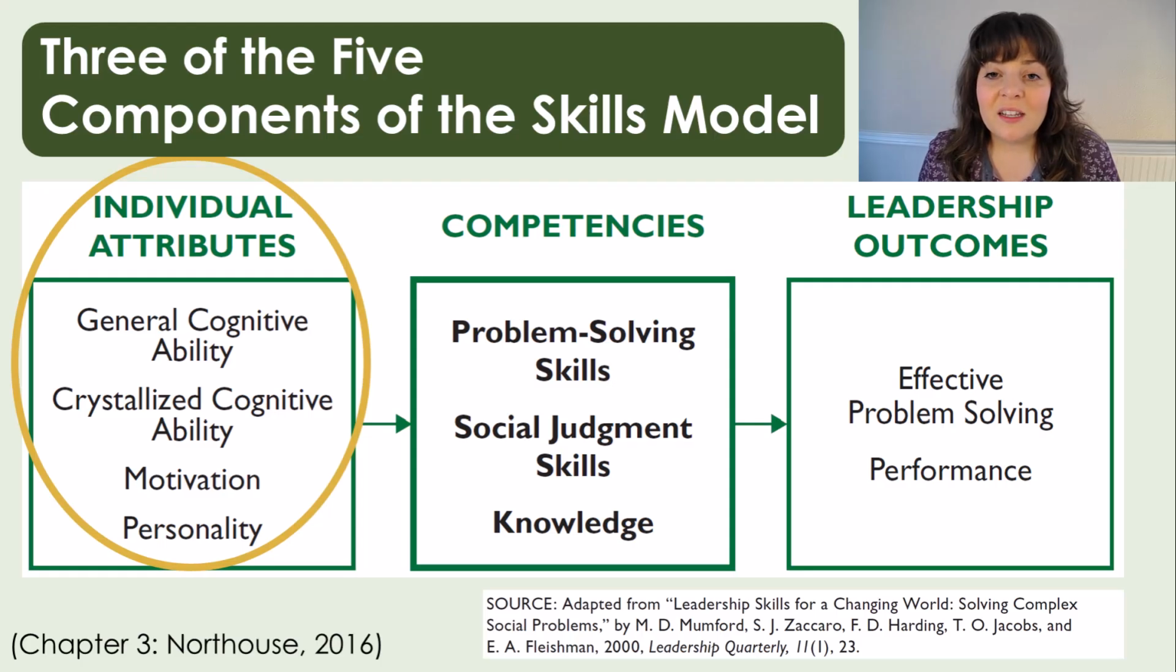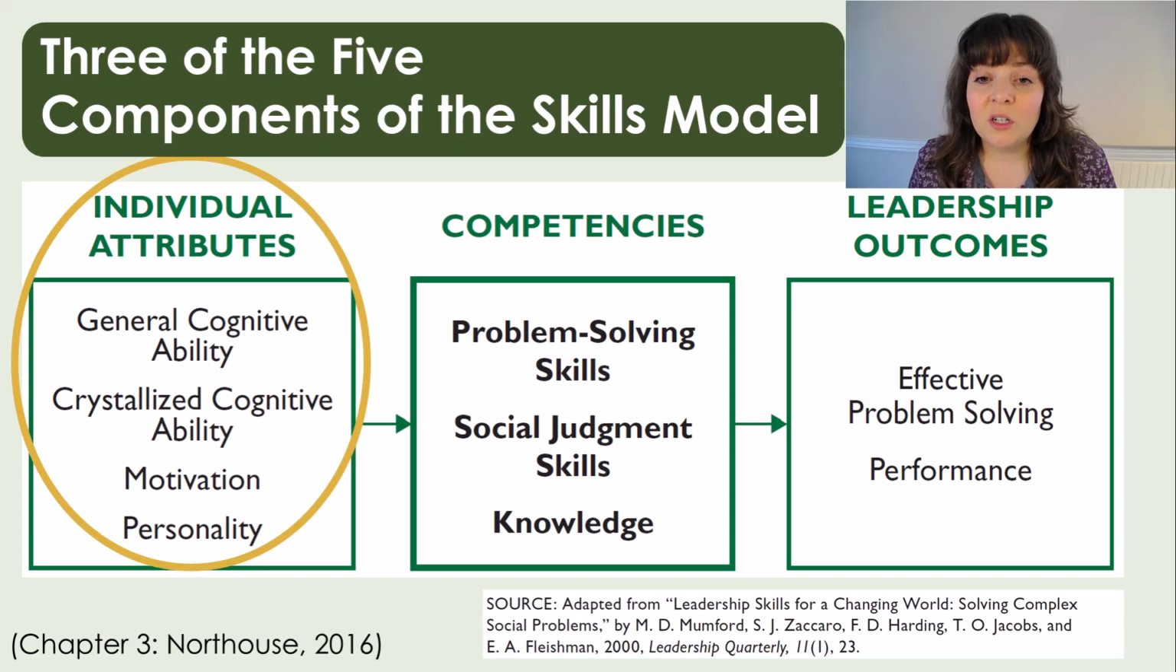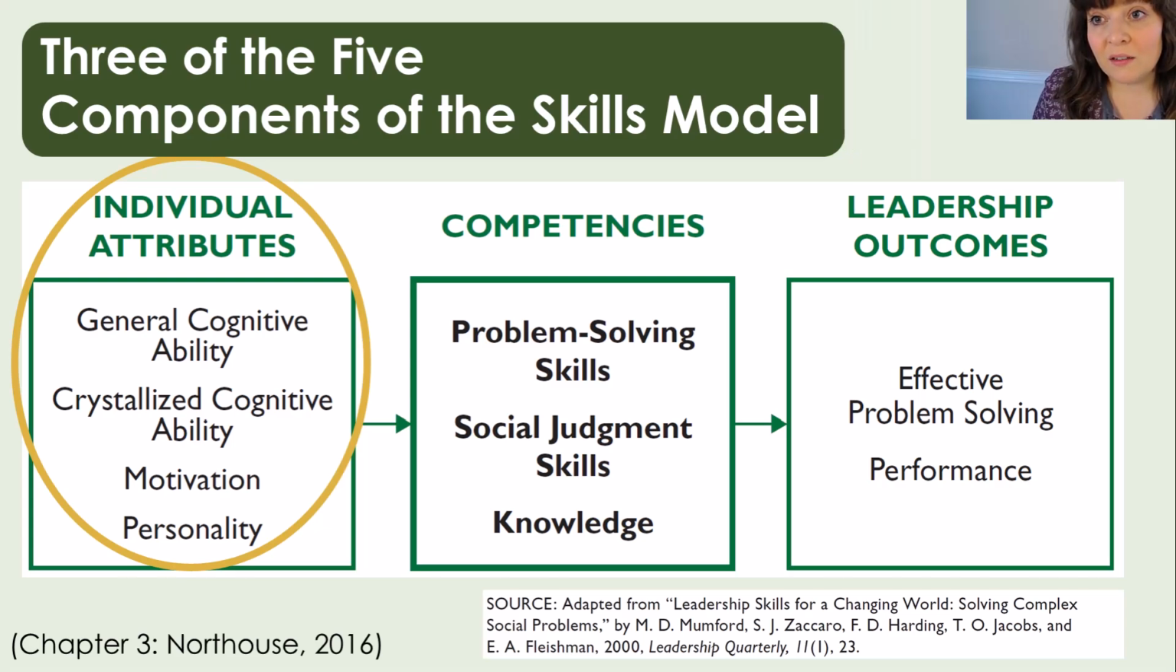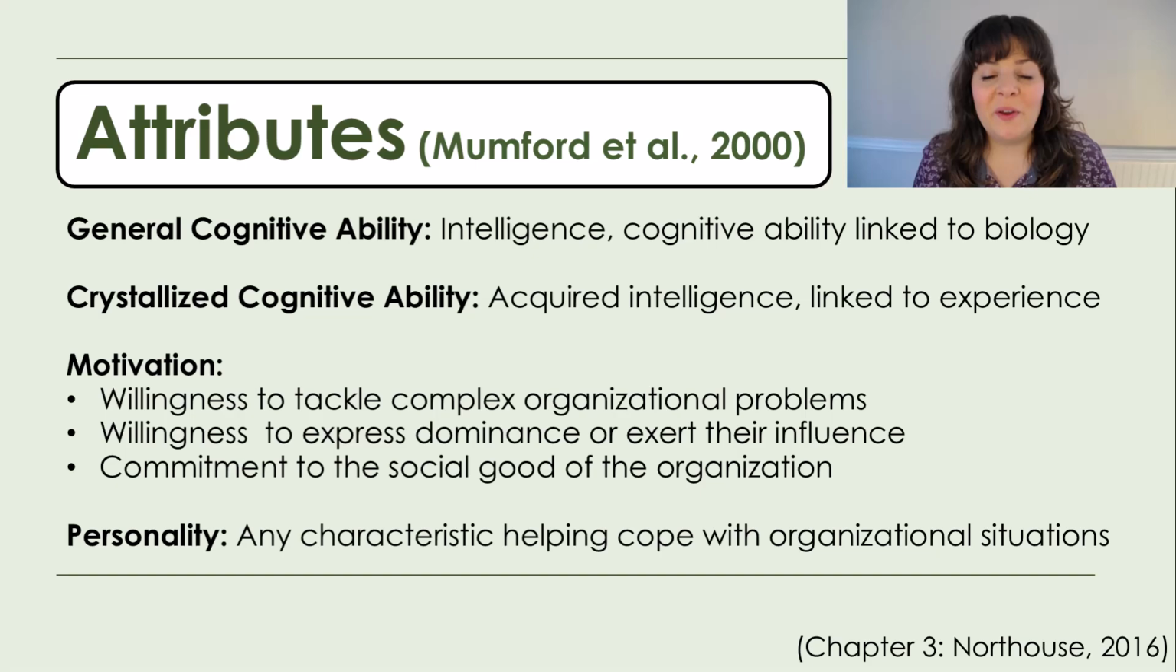We started in the middle with competencies, what leaders are able to learn and do, but working back from that, our individual attributes are what influence those skills and capabilities. Mumford and colleagues argue we have 2 different cognitive abilities that are under the attributes category. The first is our general cognitive ability. That's our intelligence and our cognitive ability linked to biology.